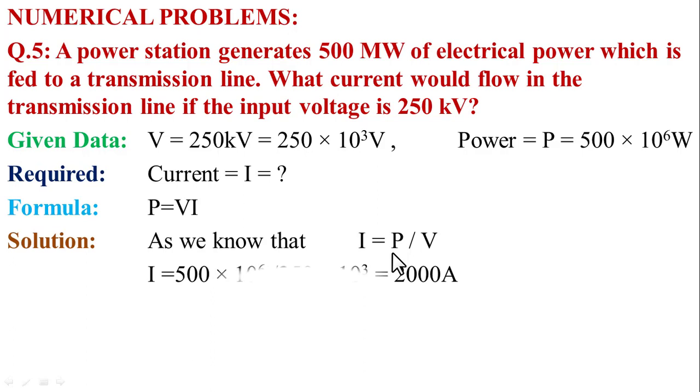Then putting the values, I is equal to 500 multiplied by 10 raised to power 6 divided by 250 multiplied by 10 raised to power 3. The final answer is 2000 ampere. So the result of the numerical problem is I is equal to 2000 ampere.